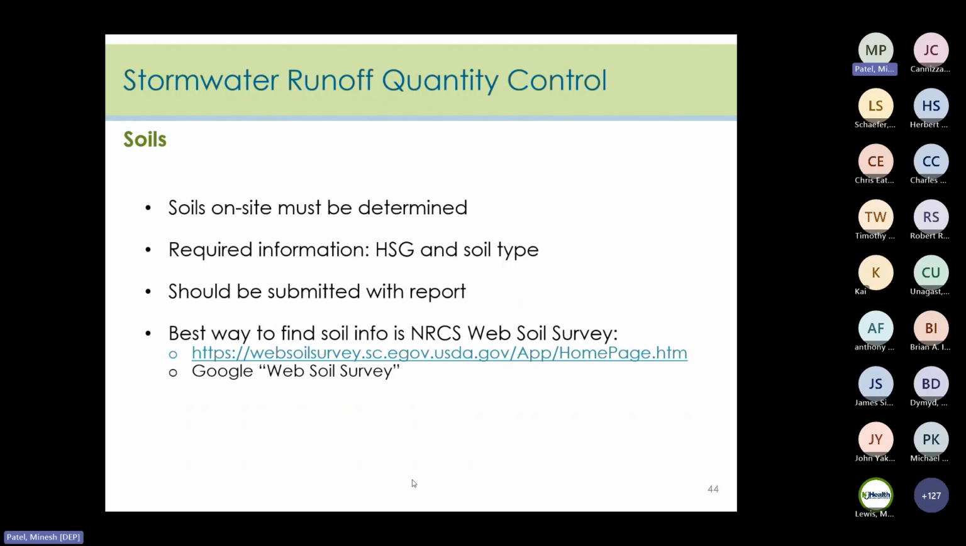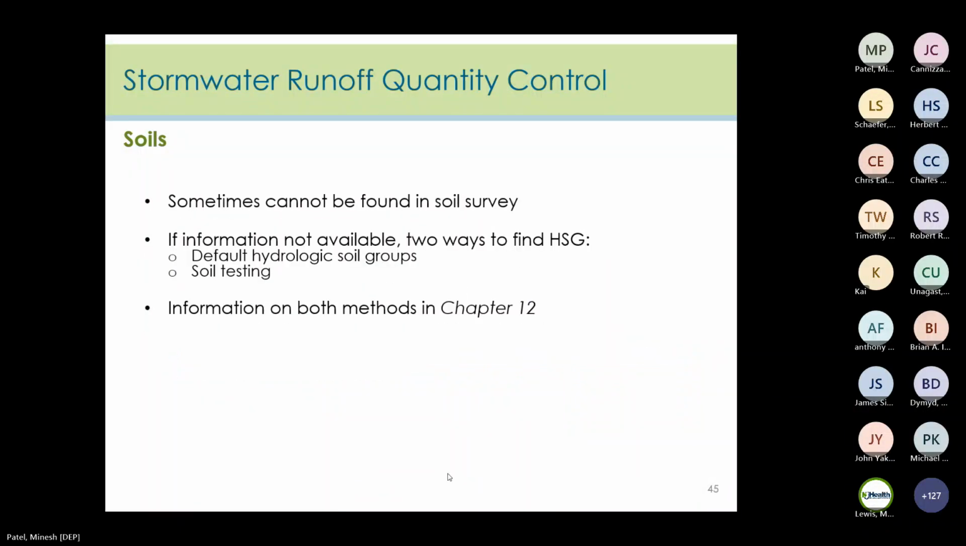Lisa went through how to determine soils, but just to reiterate, it is important to make an accurate determination of the soil types on site. The type of soil will greatly affect the functionality of the BMP. So again, the reviewer can find soil info at the NRCS Web Soil Survey webpage at the link provided right here. If information on these site soils cannot be found, you can use the methods found in Chapter 12 to determine the hydrologic soil group, either from the default HSG method or from soil testing.